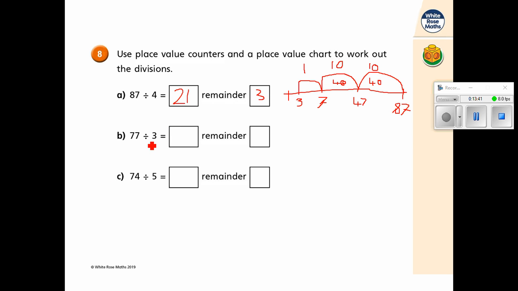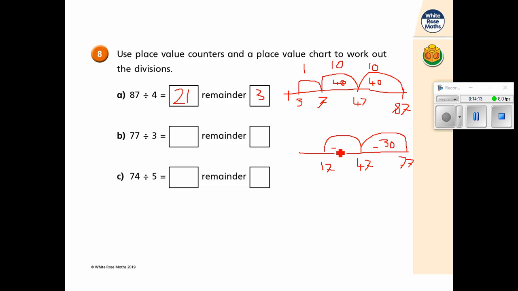77 divided by 3. So in a similar way, it starts off as if we're going to do the number line method. So we've got 77, and then instead of taking away 3, let's take away 30. So we take 30 there, and 77 take away 30 is 47. So we put that there. Always put the numbers at the bottom, by the way. And then we take away another 30, and we get down to 17.